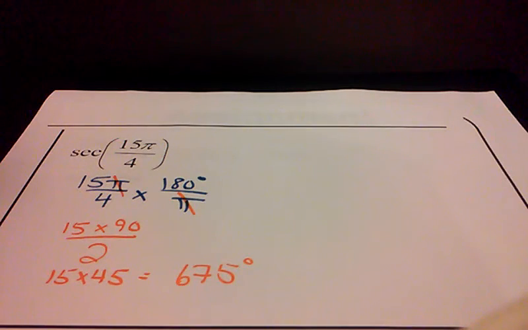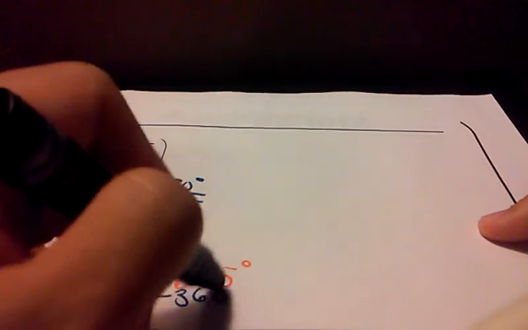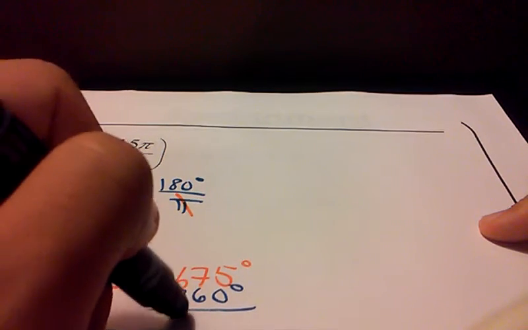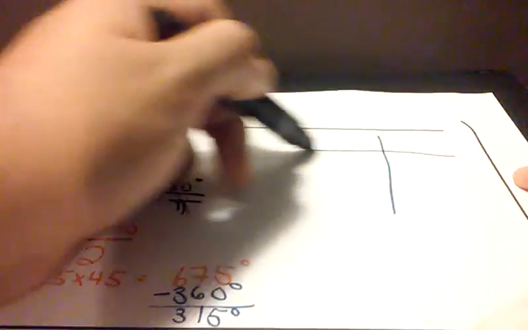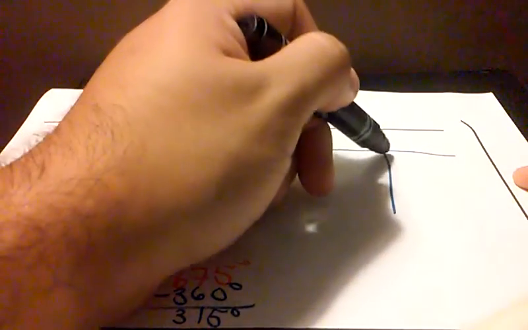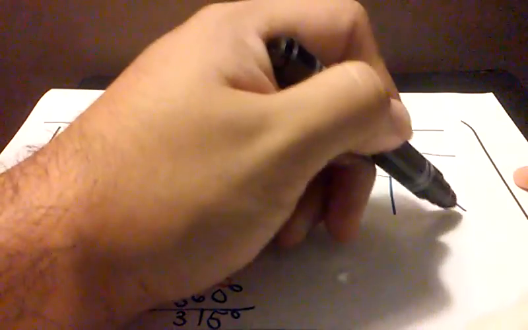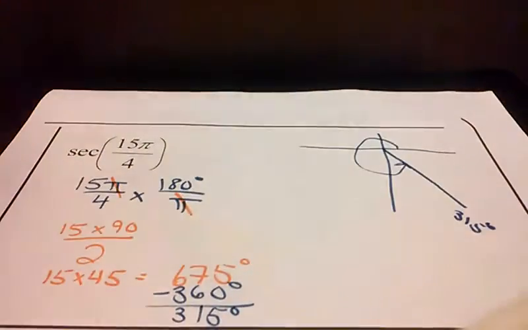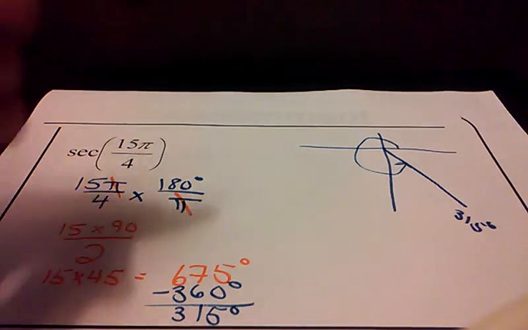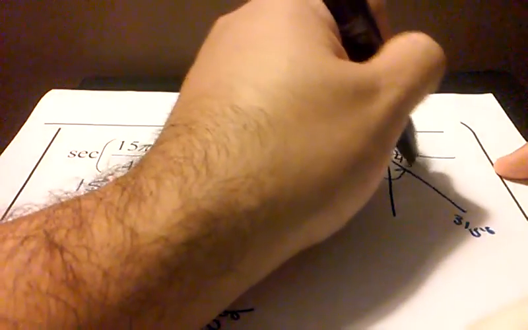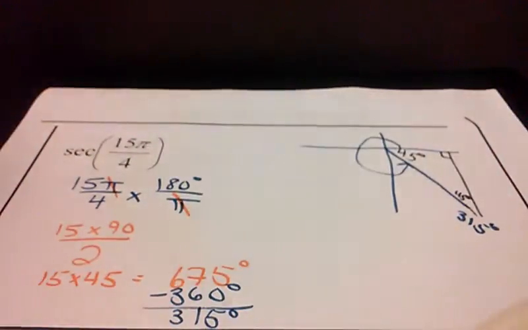Perfect. Now that I've got my measure in degrees, I want to get a coterminal angle. So I'm going to subtract 360, and that leaves me with 315 degrees. Let's figure out what quadrant that is in. 315 degrees would be in quadrant 4. I need to find my reference angle. To find my reference angle in quadrant 4, I'm going to do 360 minus 315, so that would leave me 45 degrees.